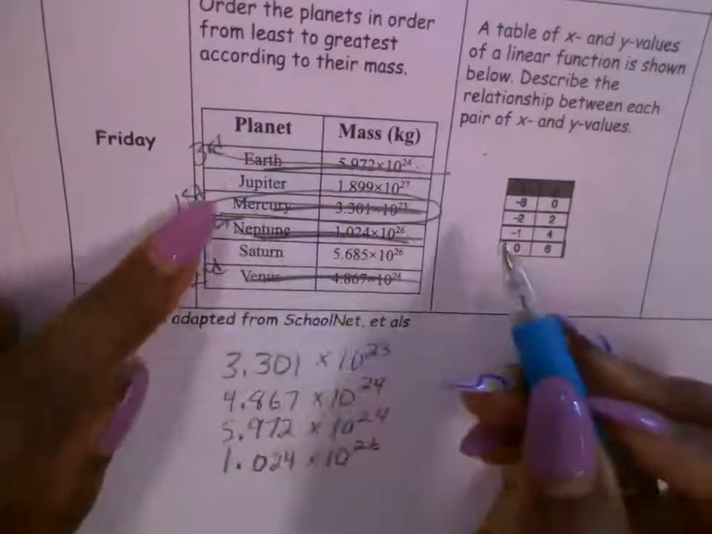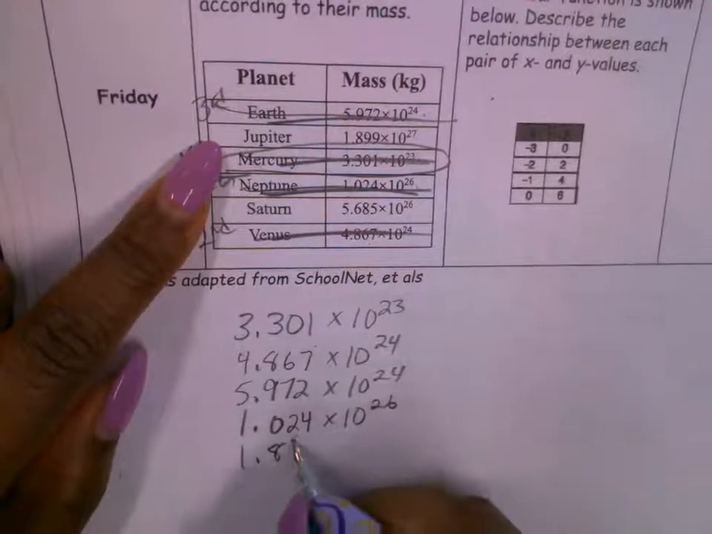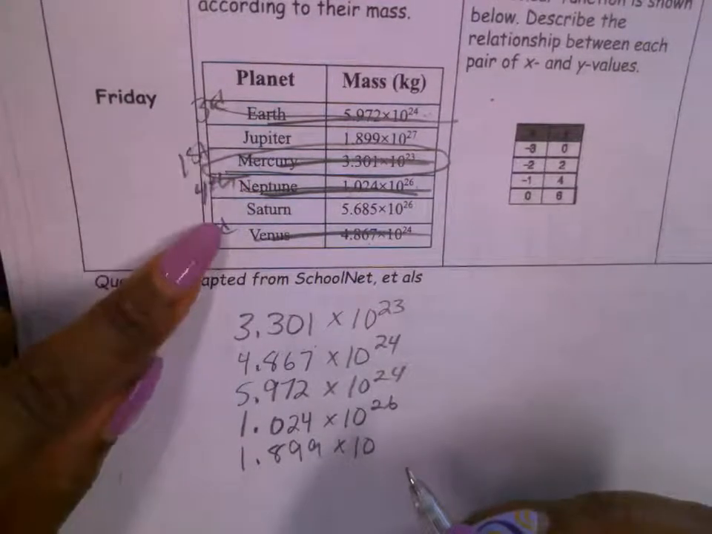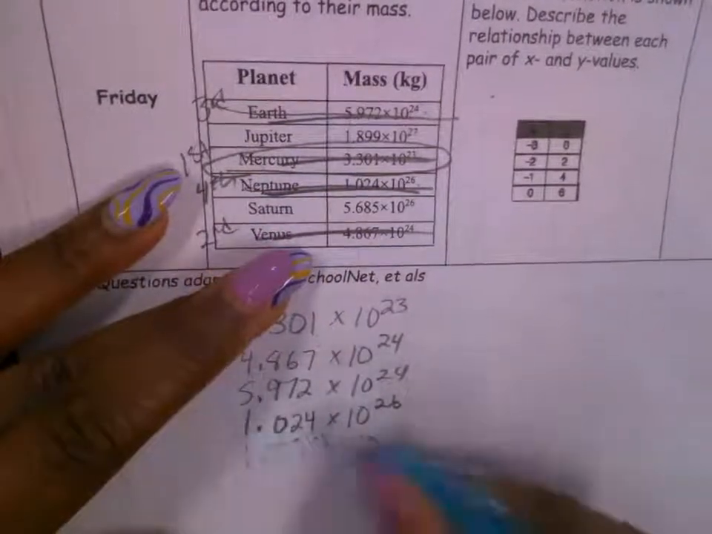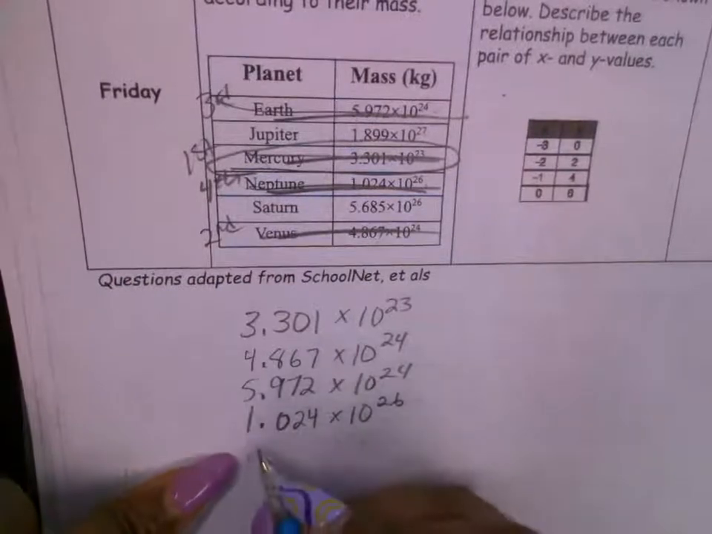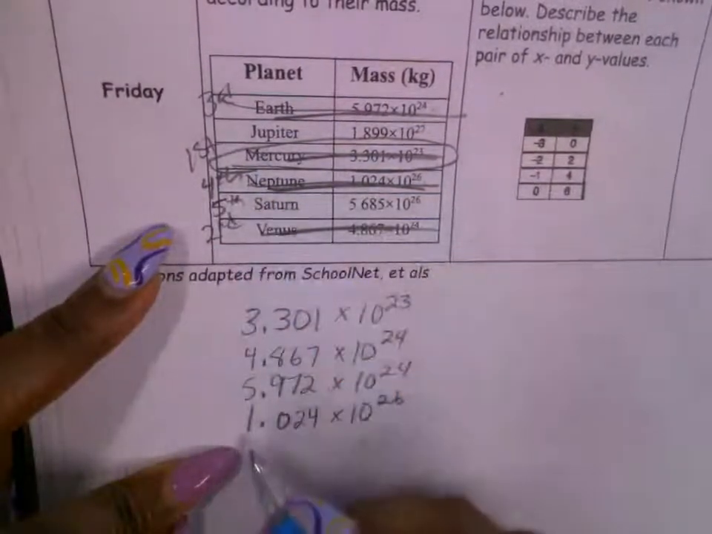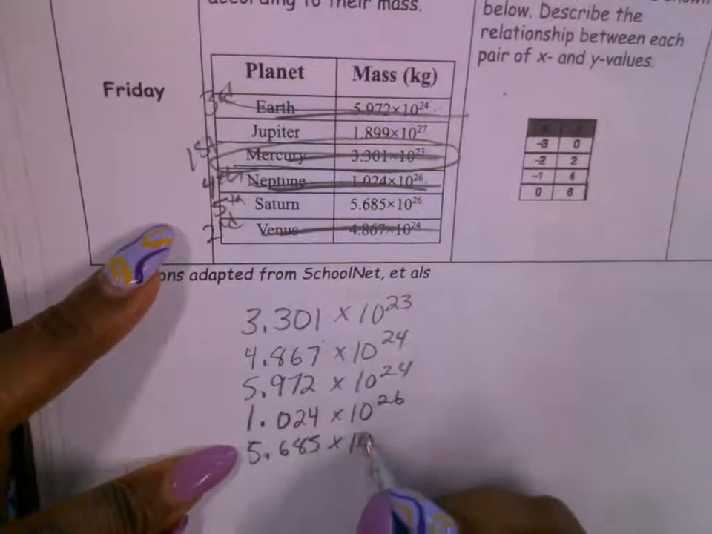Okay? Then Jupiter, 1.899 times 10. Oh, wait. I forgot Saturn. Saturn, that's 26. Exponent's 26 there too, y'all. So Saturn is next. My apologies, this is fifth. So that's 5.685 times 10 to the 26.